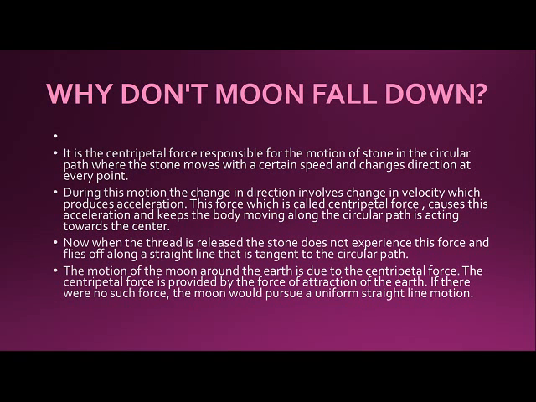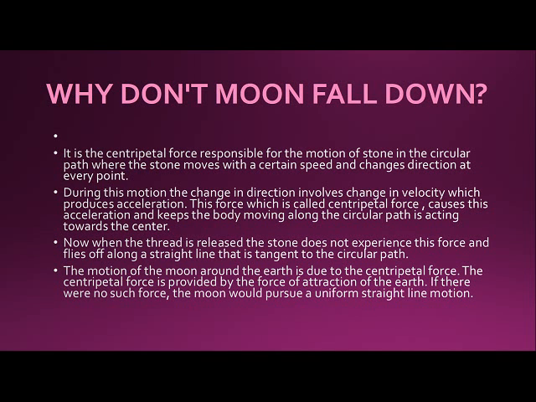Okay, and children, there is a force which comes into the picture, and this particular force is called the centripetal force. This centripetal force causes the acceleration and helps the body to move continuously in the circular path, acting towards the center. Now let's say you take a small stone, tie a thread to it, and move it slowly, and at any particular time you leave that thread. That stone will not fall on you, but it will move along the tangential path of the circular path. Thus the motion of the moon around the earth is due to the centripetal force.